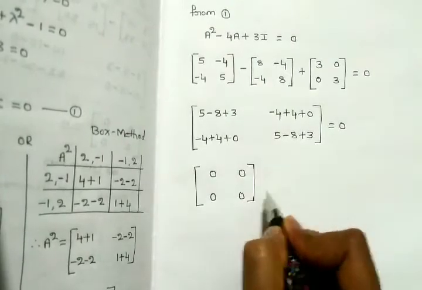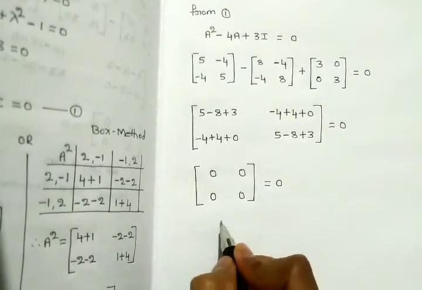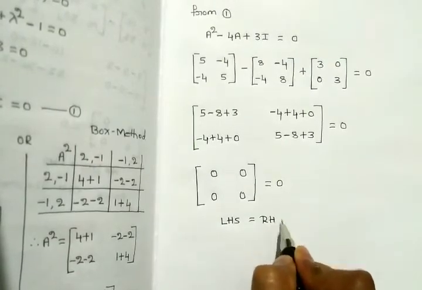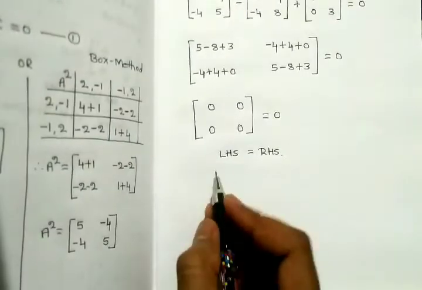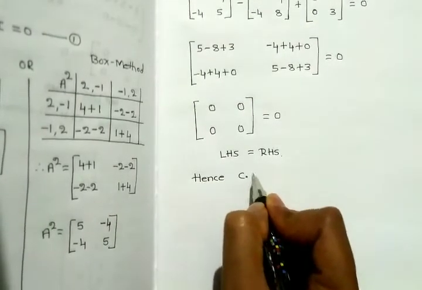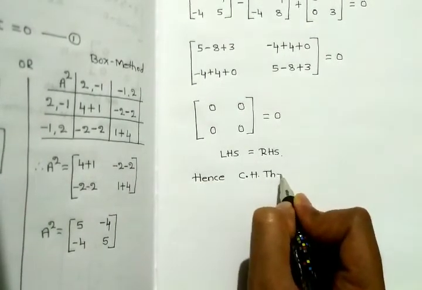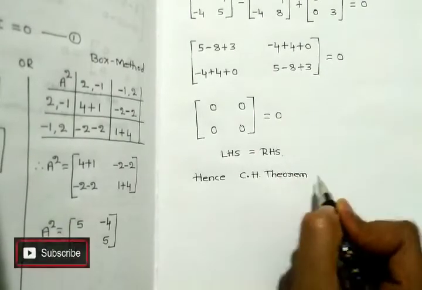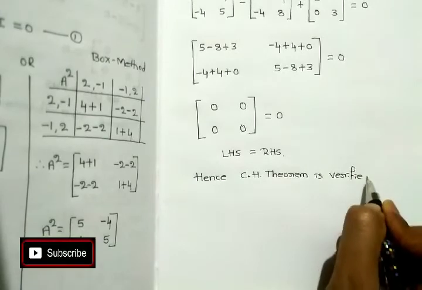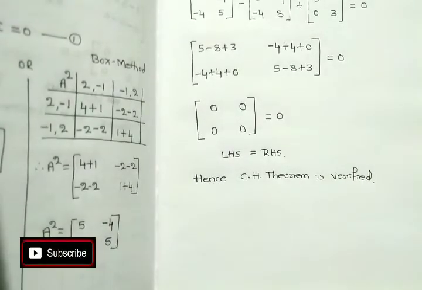0 equals 0. So finally what are you getting? The left hand side value equals the right hand side value. Hence, the Cayley-Hamilton theorem is verified.